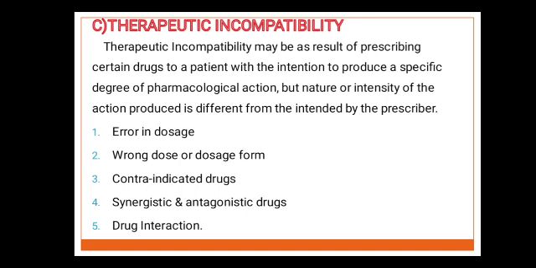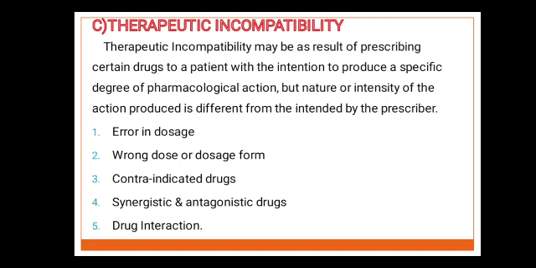Third one is the contraindicated drugs. There are certain drugs which may be contraindicated in a particular disease or in a particular patient who is allergic to it. For example, corticosteroids are contraindicated in a patient having an active peptic ulcer, or penicillin and sulfa drugs are contraindicated in patients who are allergic to them.